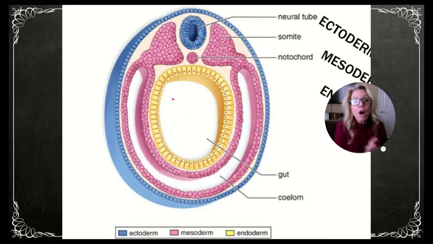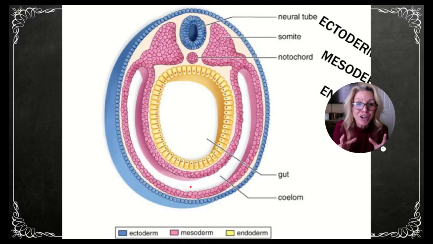Now, not all organisms have a coelom, okay? Some organisms are acoelomated or pseudocoelomated. Think about flatworms. But we are coelomated. And this space right here in the mesoderm, that's the space that your organs are sitting in. Like think of your thoracic cavity and you've got your stomach and your liver and your lungs. They're sitting right here in this coelom, in this space.